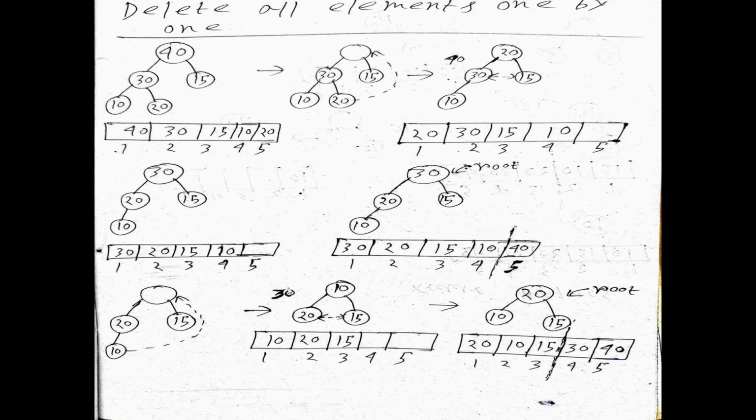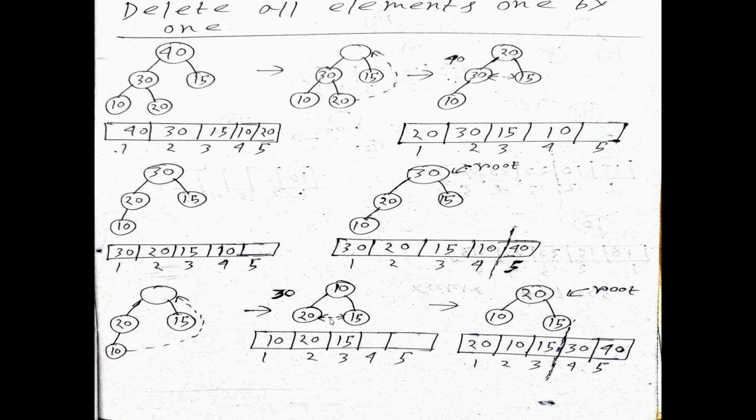And we just write here 30. This is not a part of the heap, we just keep it here. Now again we check, is this a max heap? No, it is not a max heap. Why? Because the root is smaller than all its children. So it's not a max heap.